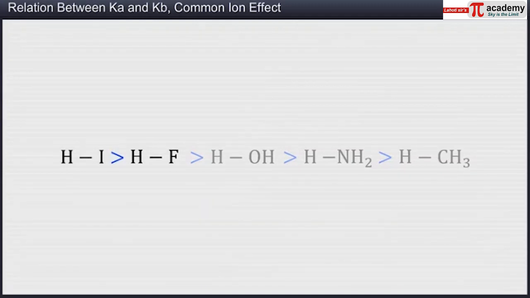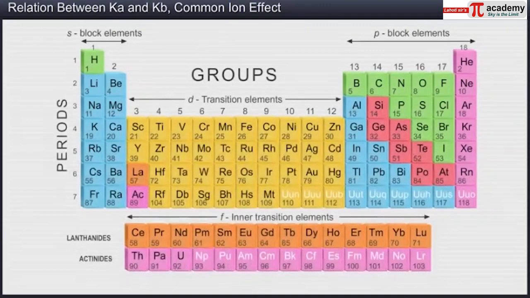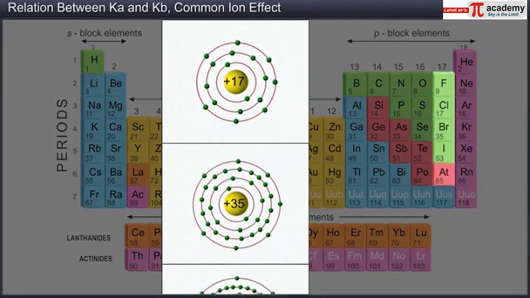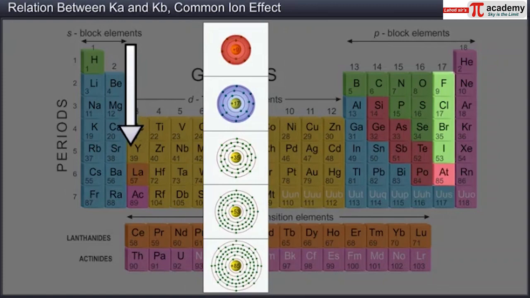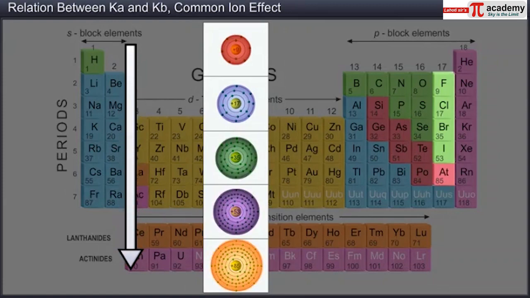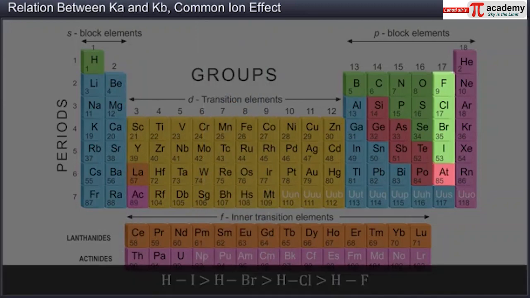Let's see why. Remember that while comparing the elements in the same group, the acidic strength increases with an increase in the size of the atom directly attached to the hydrogen atom. As the size of A increases down the group, the HA bond strength decreases, and hence the strength of the acid increases. Thus, the acidic strength of halogen acids decreases from HI to HF in the same order in which the size of the halogen atom decreases.